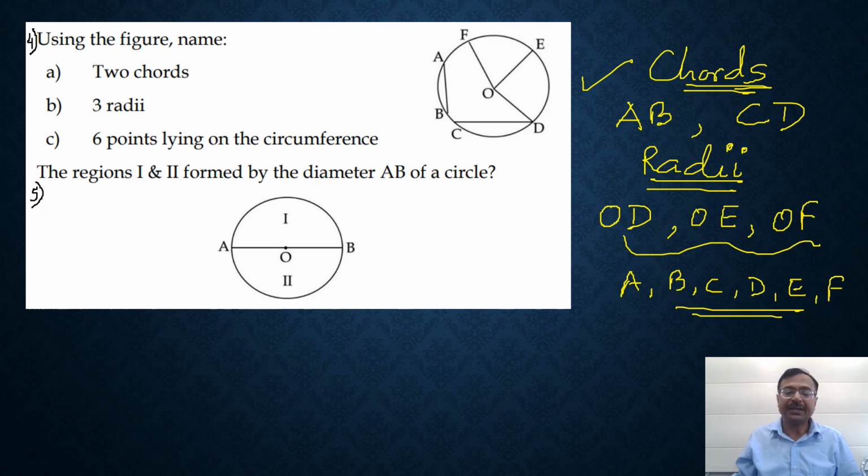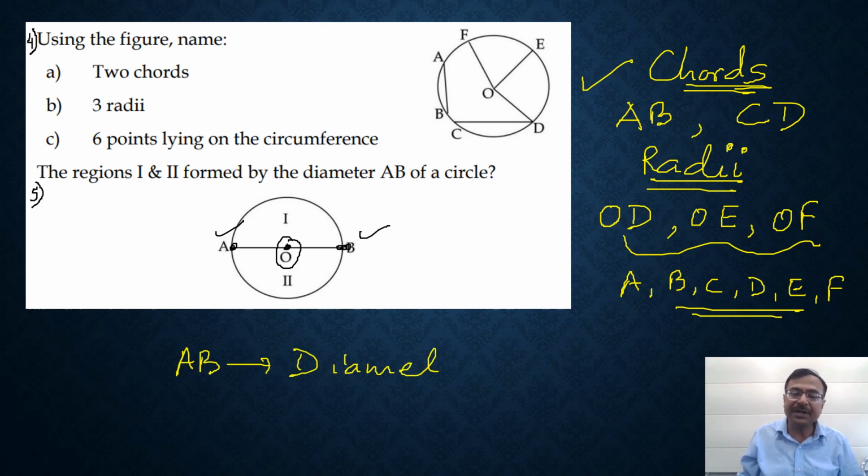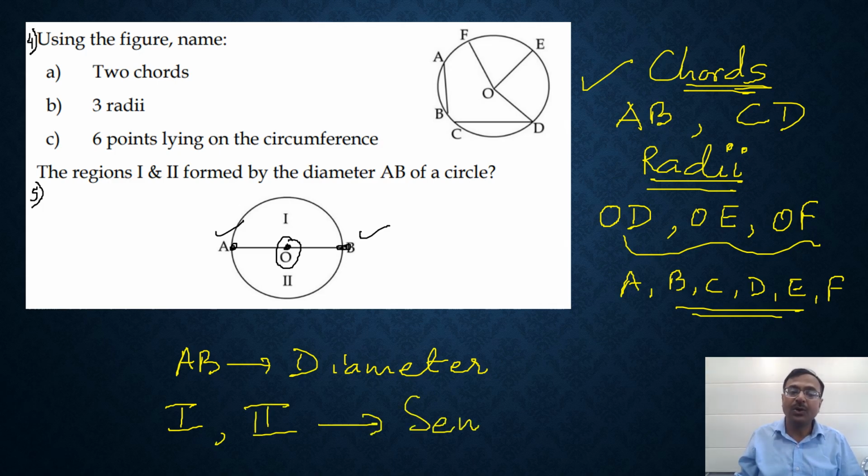Now, the final question there. I told you already that diameter is any line which passes through the center. In this case, this point O is the center of the circle, and this point A lies on the boundary. The point B also lies on the boundary, and therefore this line AB is known as the diameter of the circle. And what does the diameter do? The diameter divides the circle into two equal parts, and therefore region 1 and region 2 which are formed by the diameter are known as semicircles.